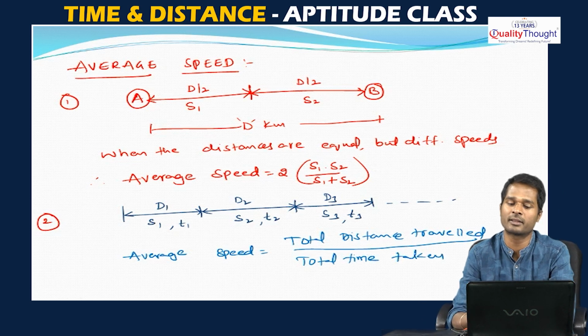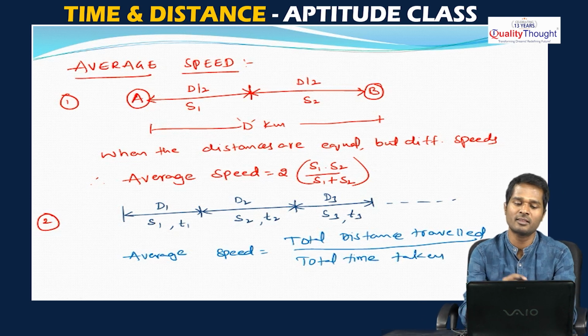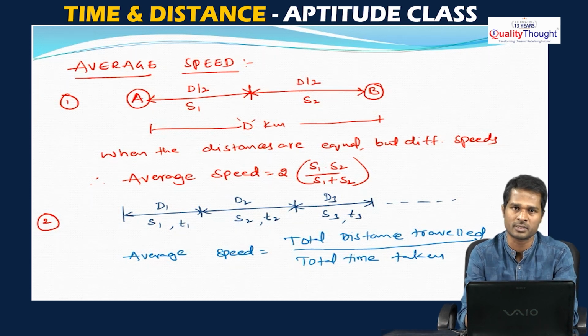This is how we will calculate the average speed. See, in the first case the distances are equal but only the speeds are different. Distances are equal and speeds are different, so the average speed is 2 into s1 s2 by s1 plus s2.